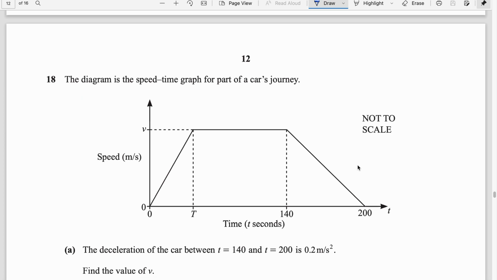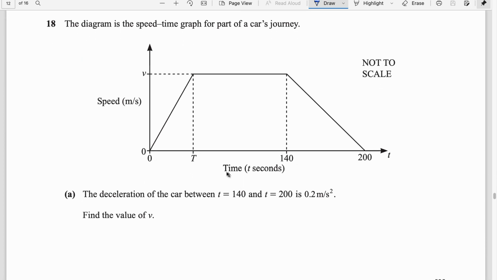Question number 18 from travel graphs or kinematics. The diagram is a speed-time graph of part of a car's journey. The deceleration of the car between 140 and 200 is given. So find the value. If the deceleration is 0.2, that means the gradient at this section is negative 0.2.